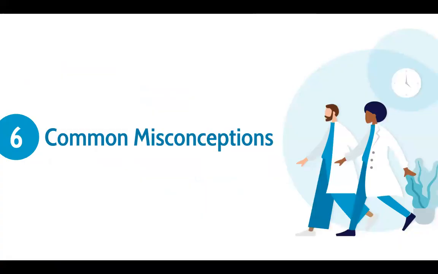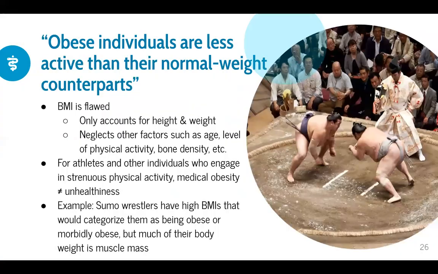Now, let's break down some common misconceptions. This first one addresses BMI as a flawed measure of obesity. For instance, in sumo wrestlers, BMI fails to account for their rigorous training programs intended to build muscle mass, meaning these athletes have high BMIs but are actually metabolically healthy.